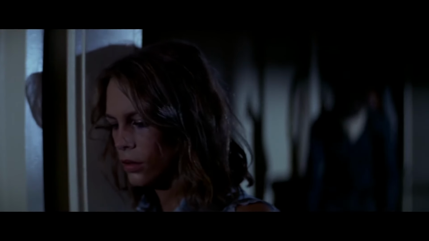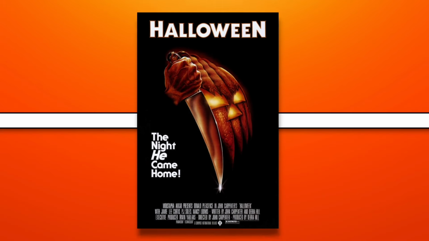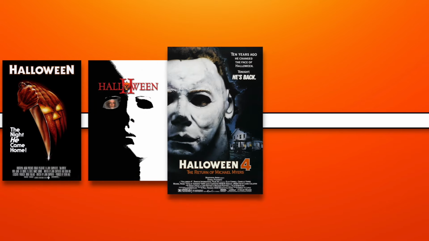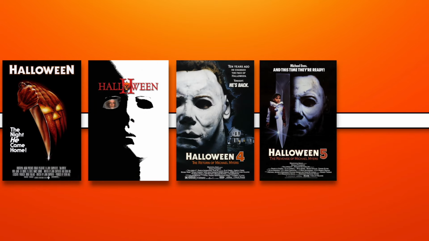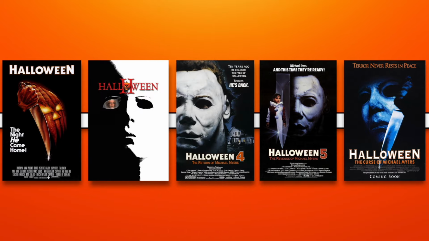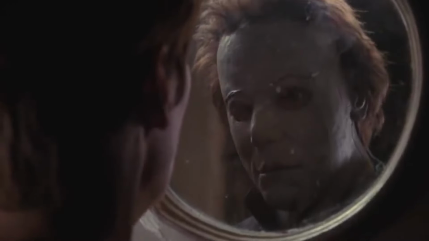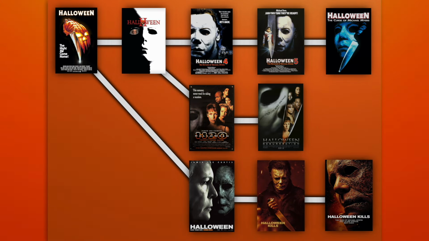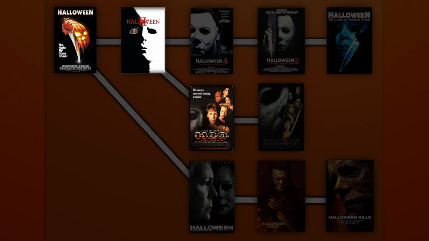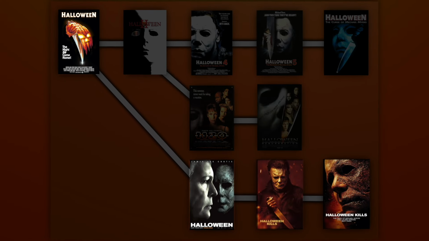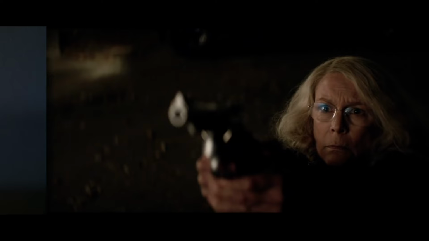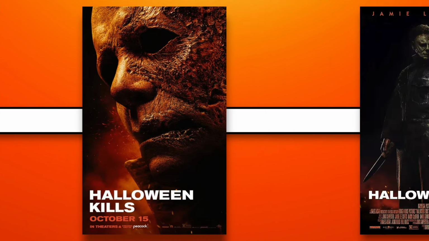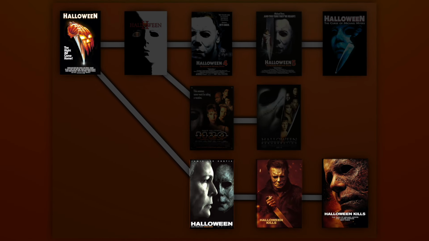So, in closing, there are a total of 5 Halloween timelines. There's the original timeline, which includes Halloween 1978, Halloween 2, Halloween 4, The Return of Michael Myers, Halloween 5, The Revenge of Michael Myers, and Halloween, The Curse of Michael Myers. And then there's the H2O timeline, which keeps the original Halloween and Halloween 2, but does away with the rest and gave us Halloween H2O and Halloween Resurrection. And then we have the latest timeline, which includes the original 78 film and the new trilogy of films that take place 40 years later. Halloween 2018, Halloween Kills, and Halloween Ends, but none of the other films are canon, just those 4.